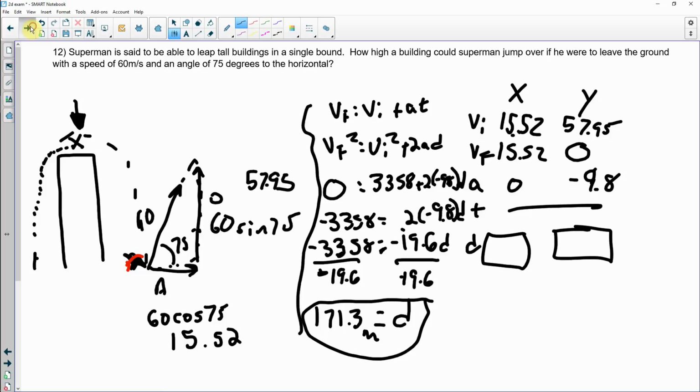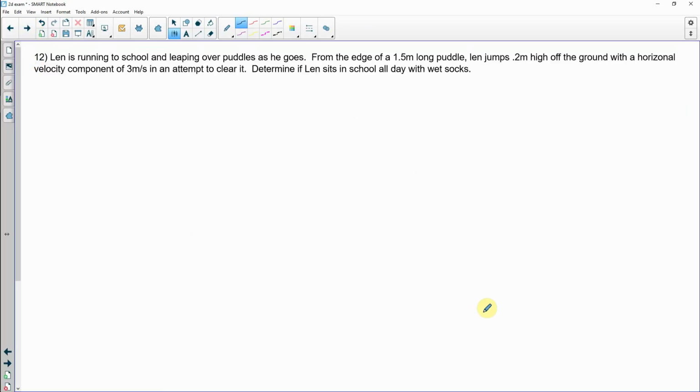And that brings us to our last one, which you really have to put your thinking cap on. Lenny's running to school and leaping over puddles as he goes. From the edge of a 1.5 meter long puddle, Lenny jumps 0.2 meters high off the ground with a horizontal velocity component of 3 meters per second in an attempt to clear it. Determine if Lenny sits all day in wet school socks.